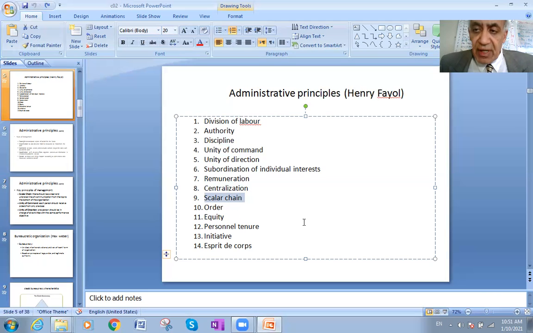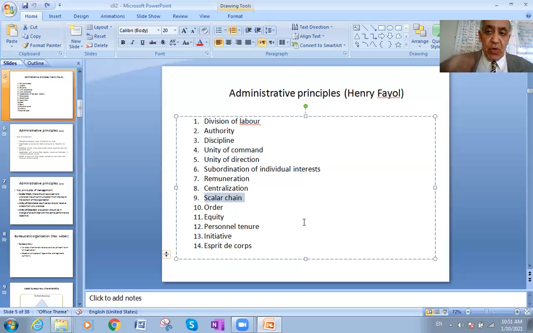Hierarchy or scalar chain. It means that you are going down in the structure, or upward, from top to bottom or from bottom to top. So this is how it works. It's called hierarchy or scalar chain. It looks exactly like the army, like the system of the church, like the system of the police.